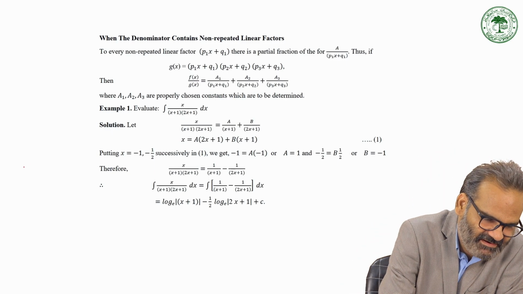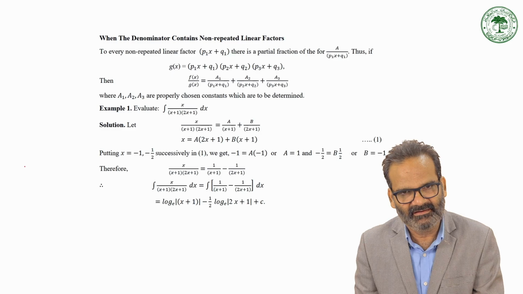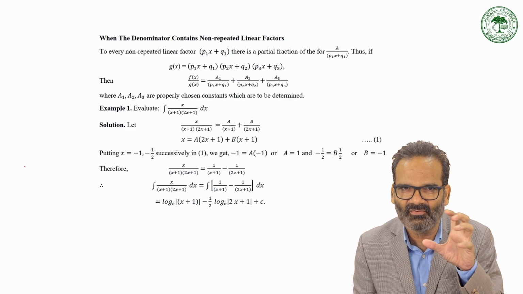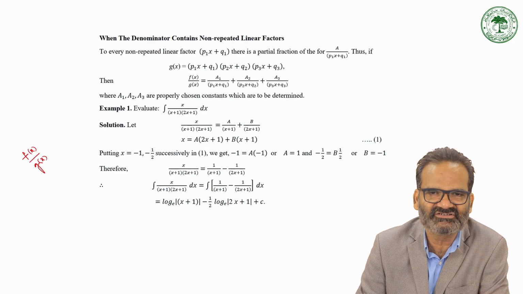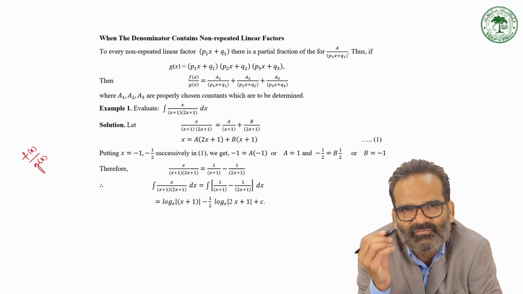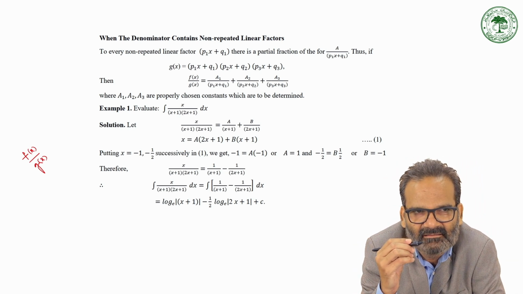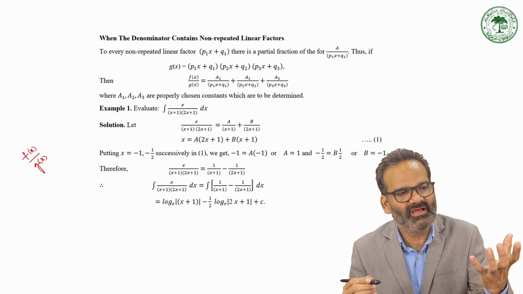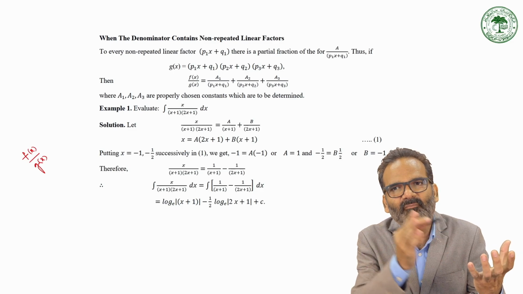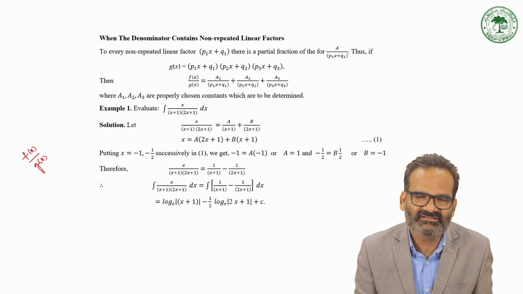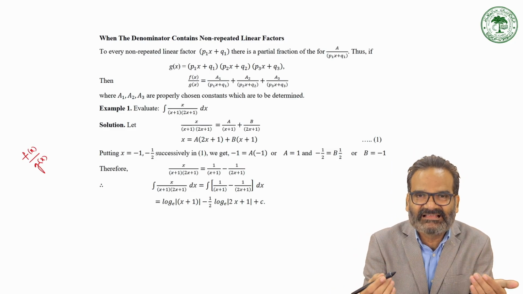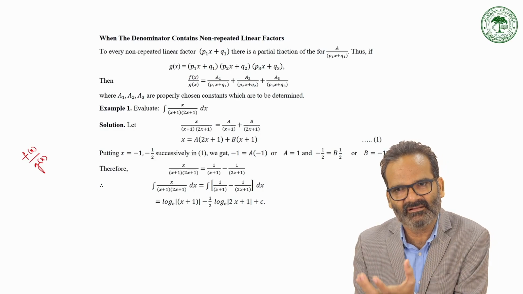Before proceeding with this method, let me discuss the basic concept of it. How does it work? Our function is of the type f(x) upon g(x). This is the function whose partial fraction we want to determine. Before proceeding, what is the meaning of partial fraction? Partial fraction simply refers to the following: if you have a big object, you decompose it into its smaller parts. So partial fraction refers to the disintegration of an object into its smaller parts.